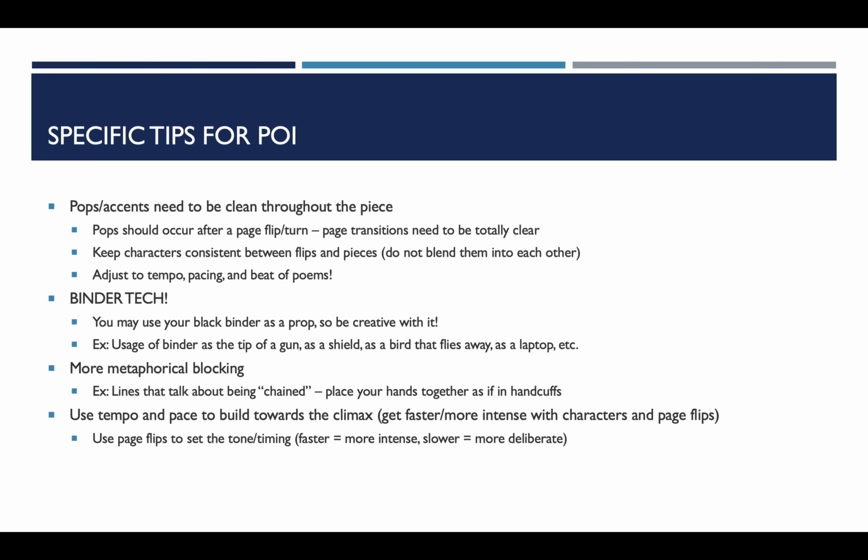Similarly, you want to use tempo and pace to build towards the climax. You want to get faster and more intense with your characters and page flips as you get closer and closer towards the climax. Use your page flips to set the tone and the timing of a piece, right? The faster you are, the more intense you should probably be getting. The slower you are, the more deliberate your POI should be. So you want to use timing, intensity, facial expressions, tone, all of that good stuff to build your POI.